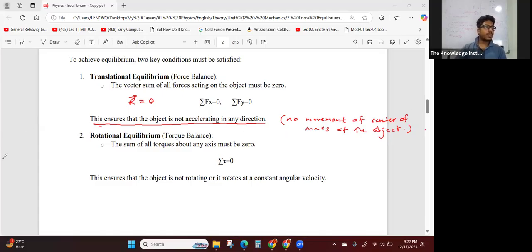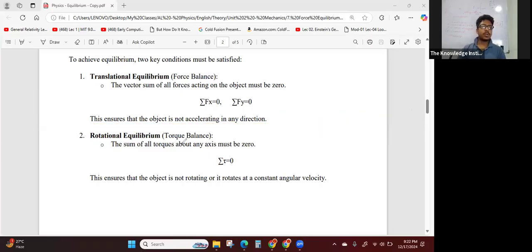And for rotational equilibrium, the torque should be balanced. The sum of all torques about any axis, and that is something you have to highlight, about any axis, must be 0. This ensures that the object is not rotating, or it rotates at constant angular velocity. So it is in rotational equilibrium if the torque is equal to 0.